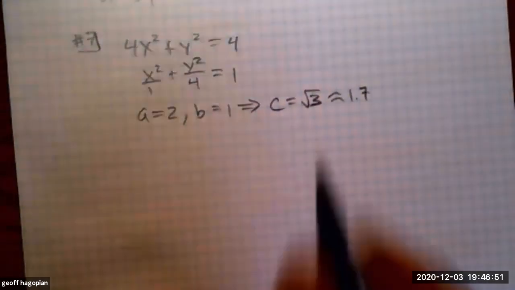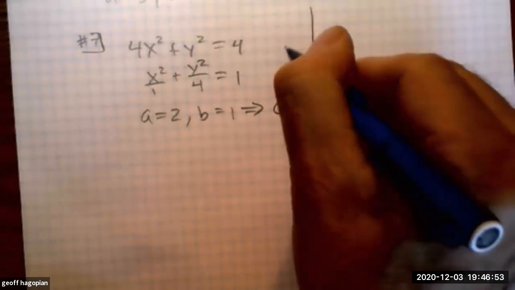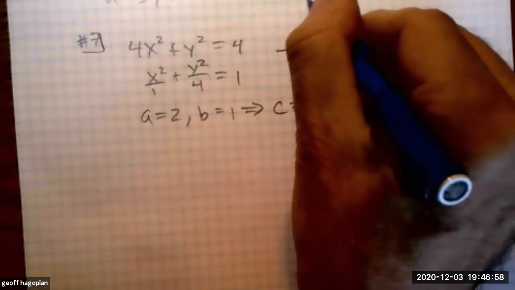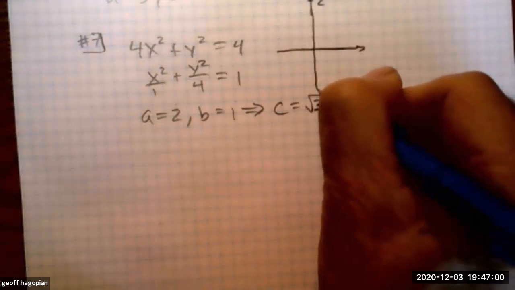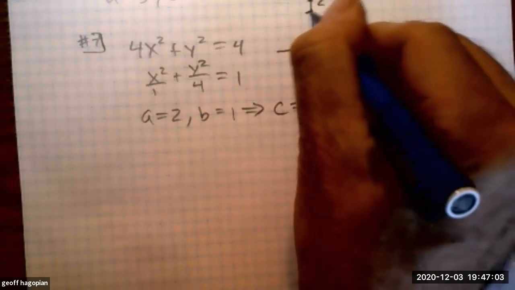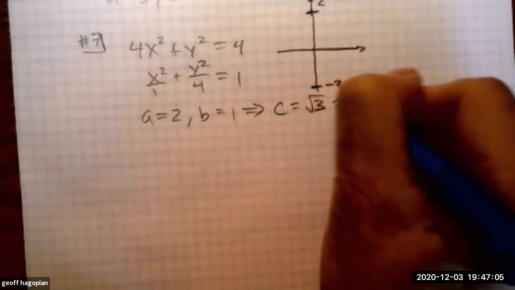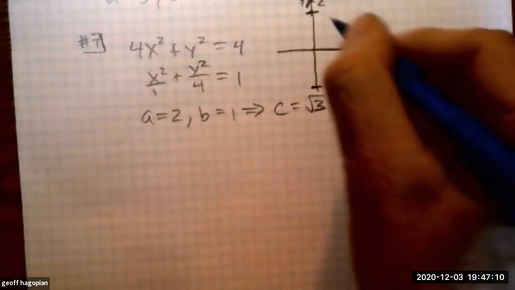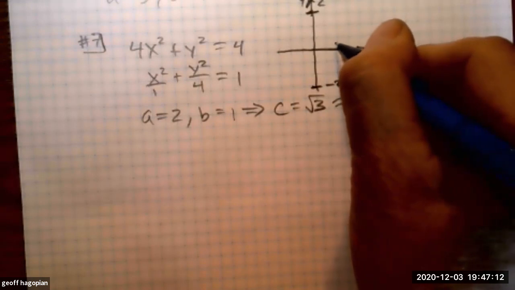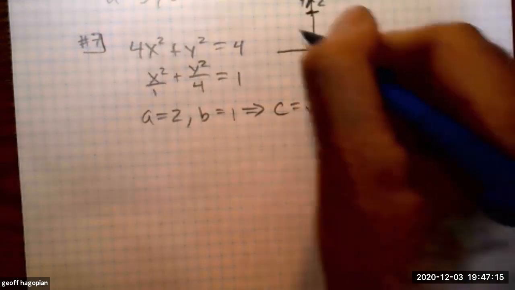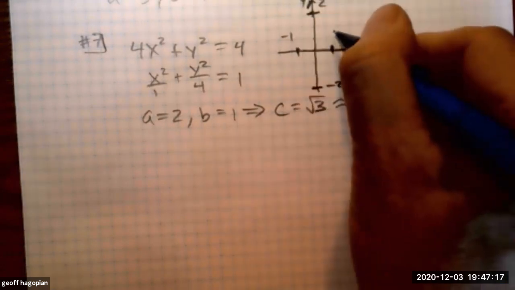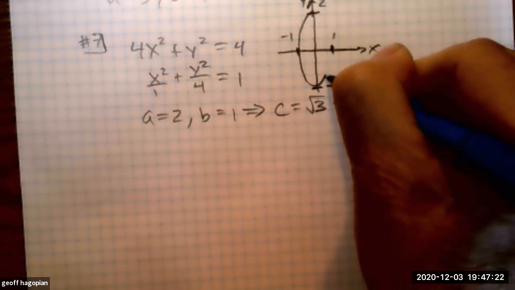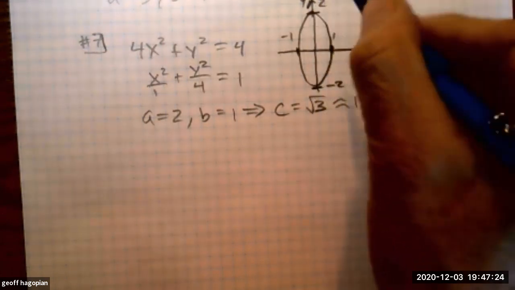Okay, so again, the major axis is vertical. Let's put 2 here, and this is the y-axis and the x-axis. If that's 2, then 1 would be about here if we use the same scale for x and y. And the major axis is vertical, so our ellipse looks like that.